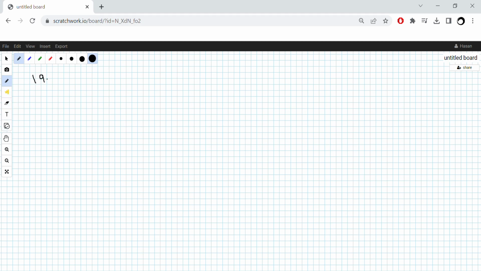For question 19, we have two parts. First part, they're saying to prove sec to the power of 4 theta minus tan to the power of 4 theta equals sec squared theta plus tan squared theta.